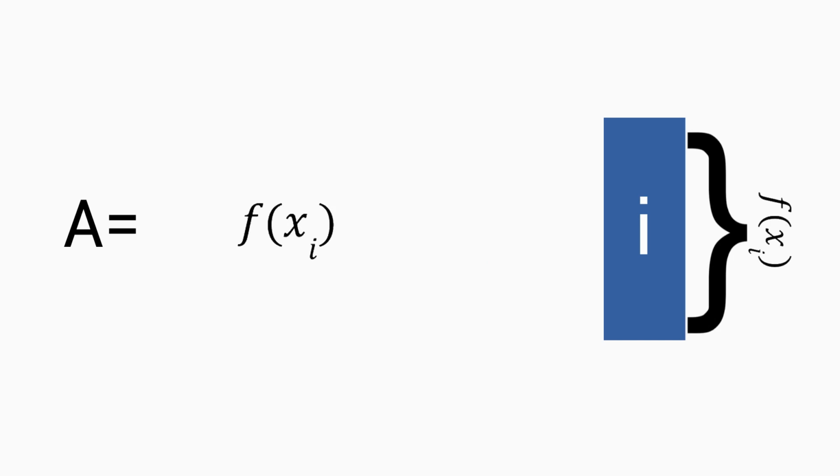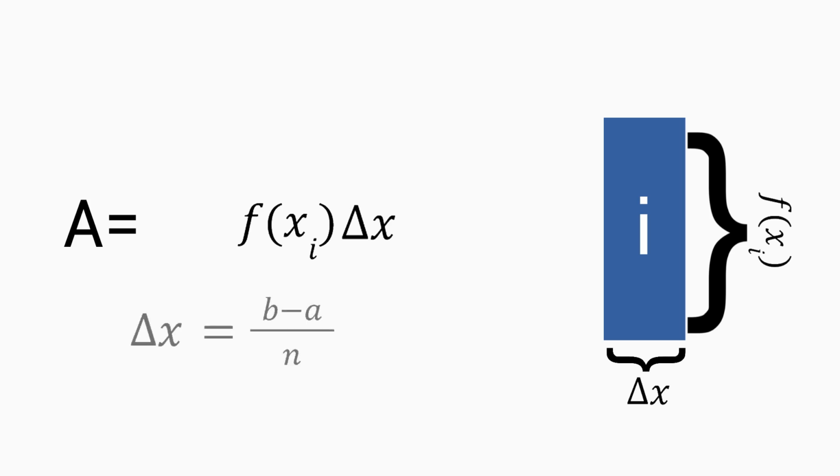Cool thing is, we can represent this mathematically as well. Let's start with an individual rectangle. Here, i represents the individual rectangle, so we can represent its height as f of x at i. To get the width, we need to find the change in x, or delta x. Since we know the total domain and the amount of rectangles being used, we can just use the domain over the amount of rectangles, n.